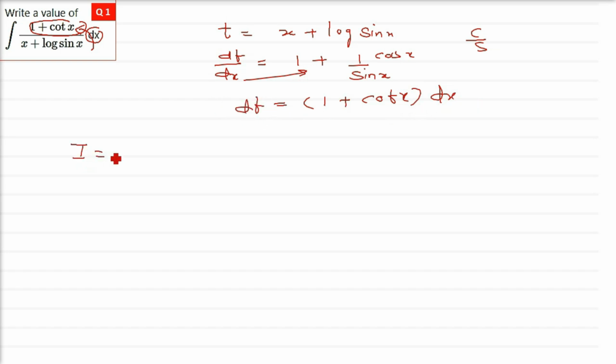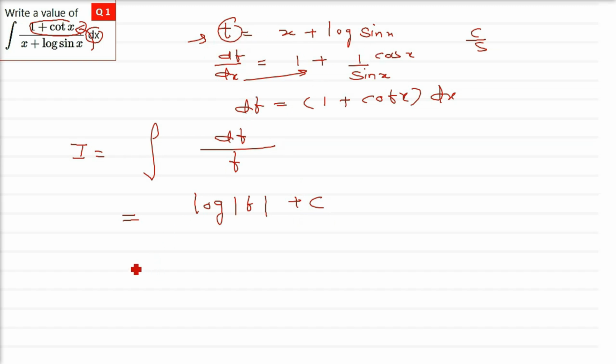So the integration will become something like this after taking into consideration the replacement of t which we have taken. The numerator is 1 plus cot x dx, which we already got as dt, and x plus log sin x was taken as t. And dt by t is directly log modulus of t plus a constant of integration. Now initially we took t as x plus log sin x. So the final replacement will be replacing the t with the original thing. That will be log modulus of x plus log sin x, inside the modulus sign, plus a constant of integration. This is your final result.